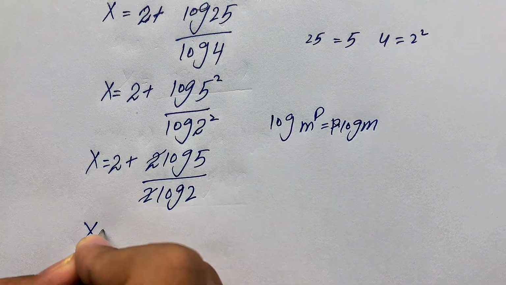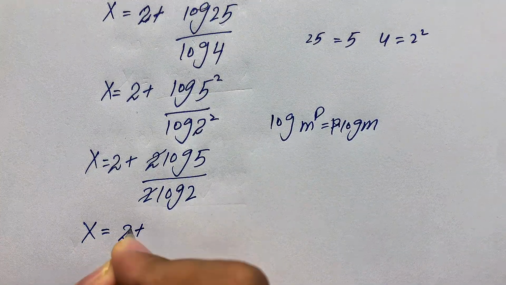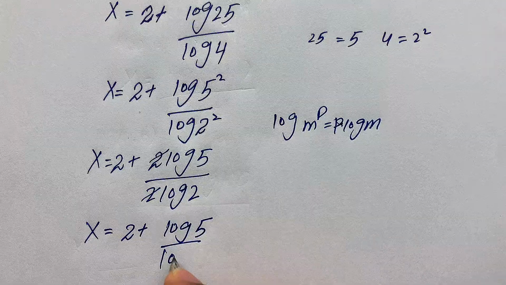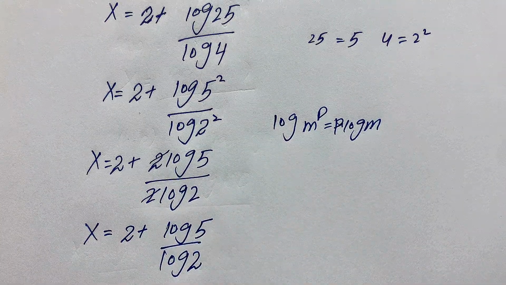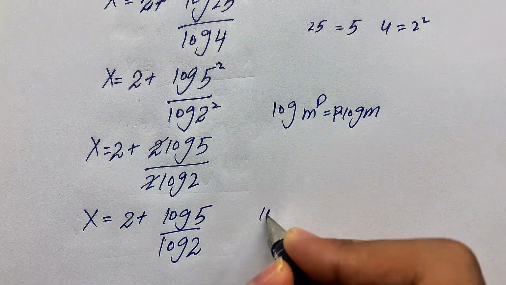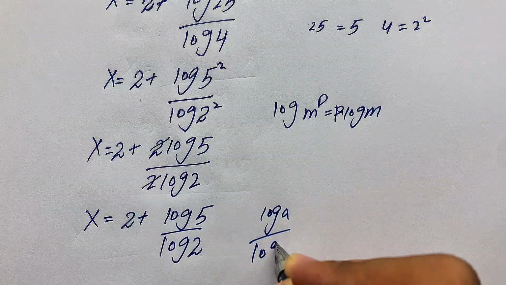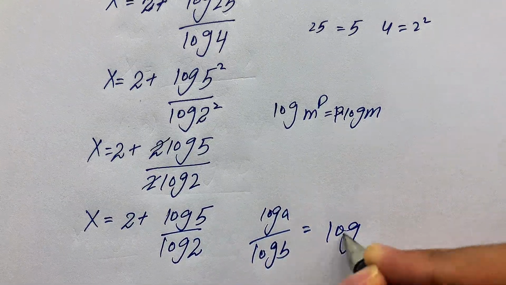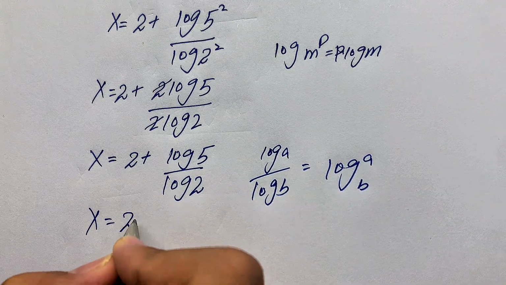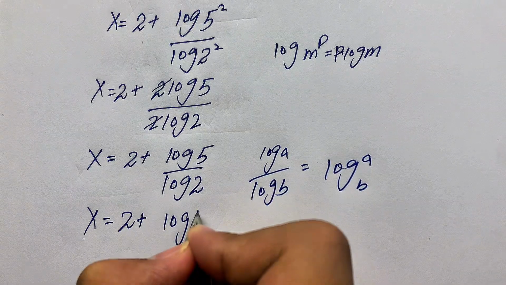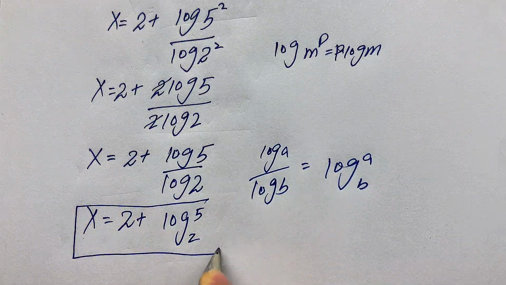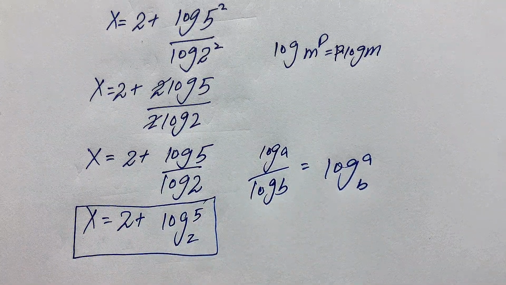X is equal to 2 plus log of 5 divided by log of 2. As we know from this formula, log of a divided by log of b is equal to log of a base b. Now we write in this form: x is equal to 2 plus log of 5 base 2. This is our value of x.